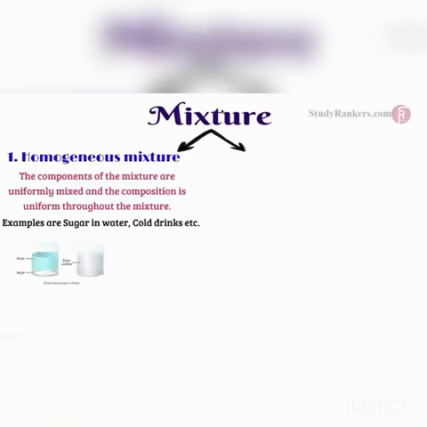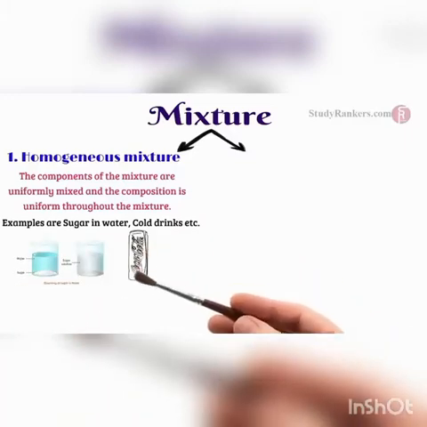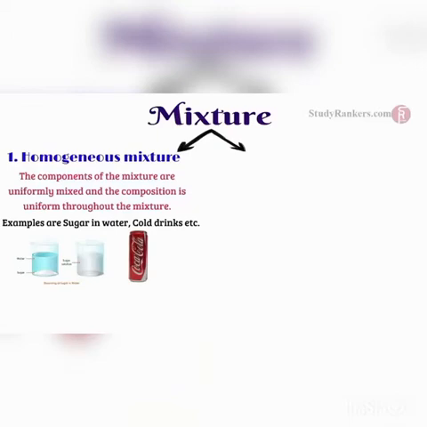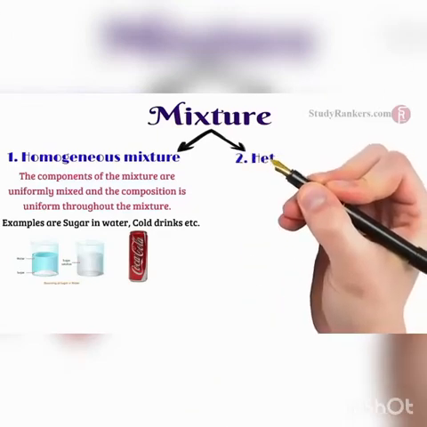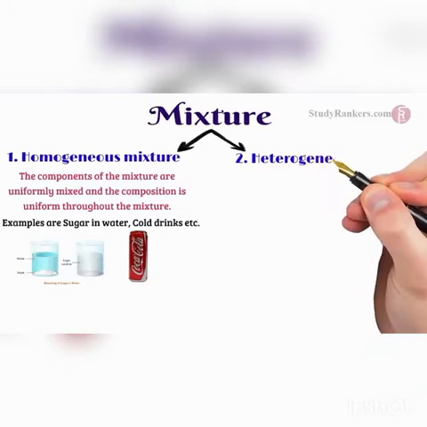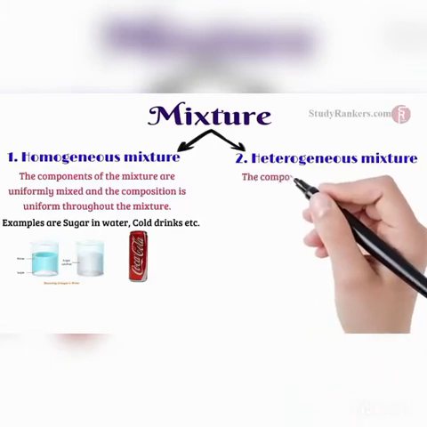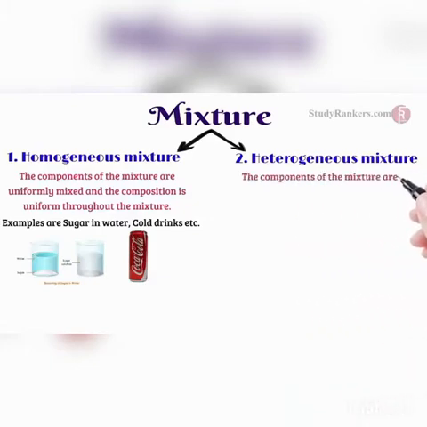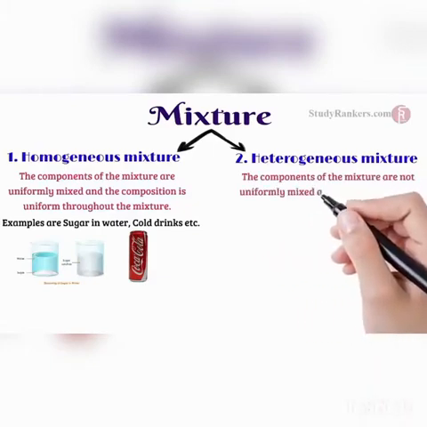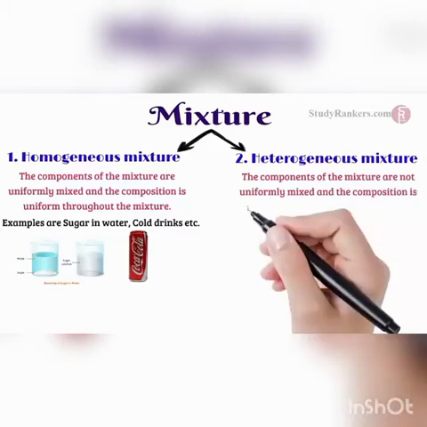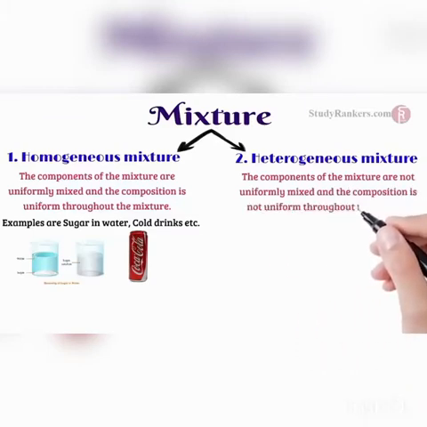Now, we know about homogeneous mixtures. So, we are going to define a heterogeneous mixture. A mixture is said to be heterogeneous if all the components of the mixture are not uniformly mixed and the composition is not uniform throughout the mixture. Examples are water and sand, air, etc.